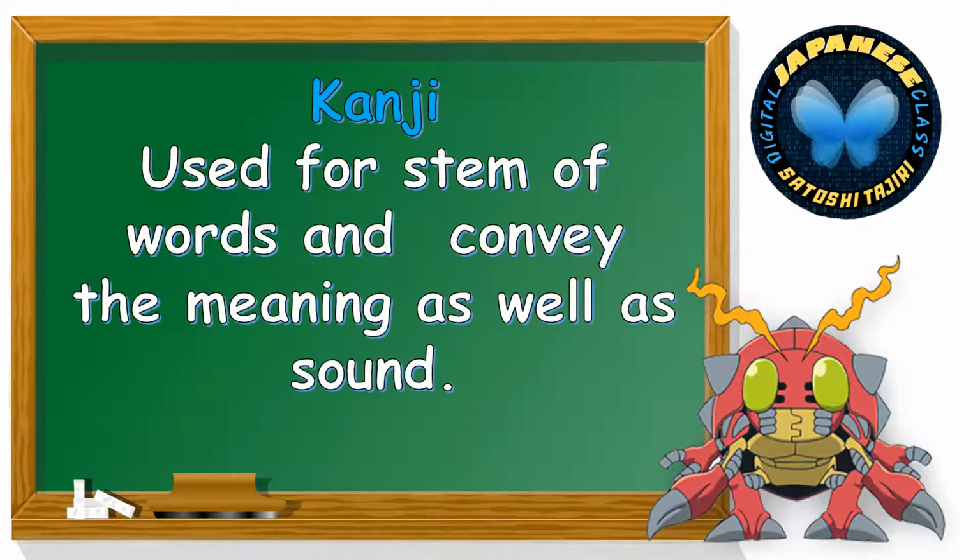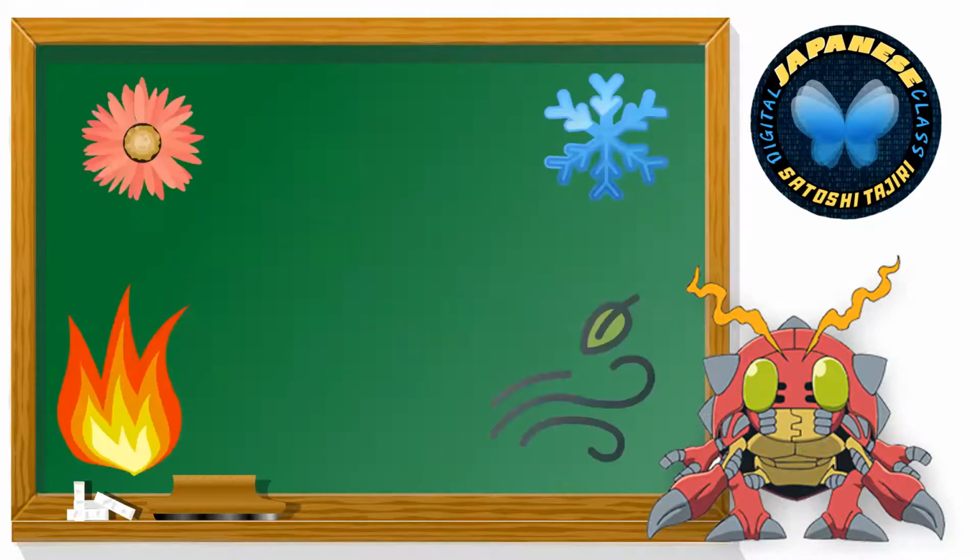Actually, kanji is used for the stem of words, conveying the meaning as well as the sound. For example, a long time ago, every time they saw an object, they would change it into a different form. That's the reason they created a shortcut of writing using kanji.